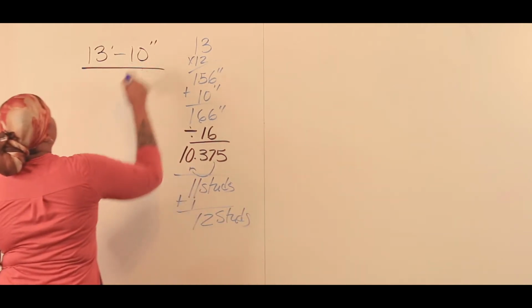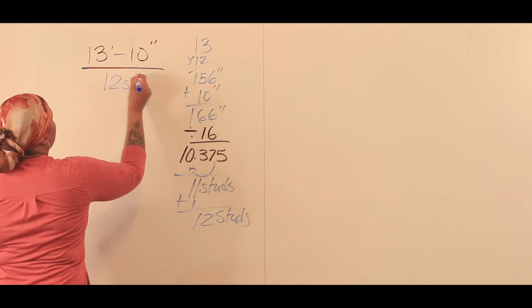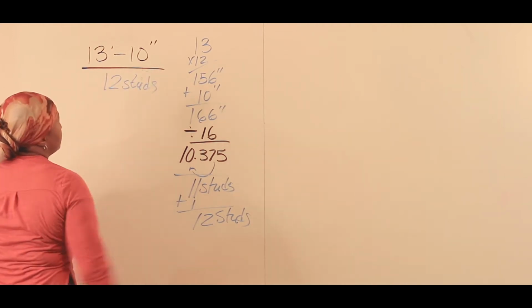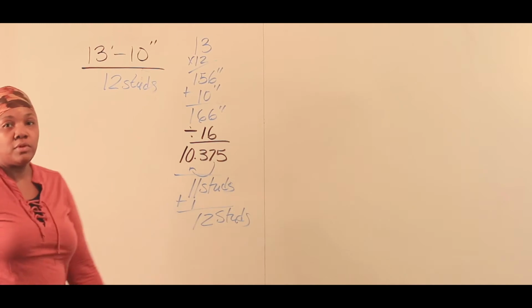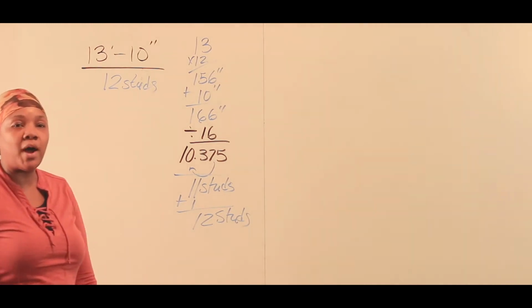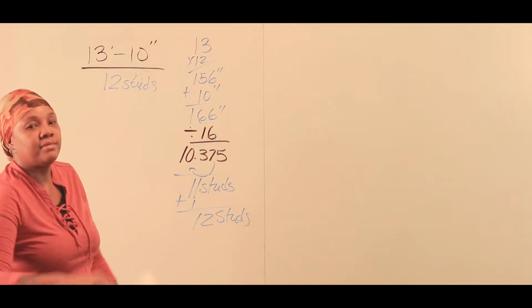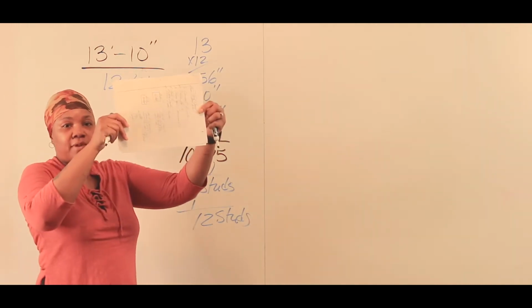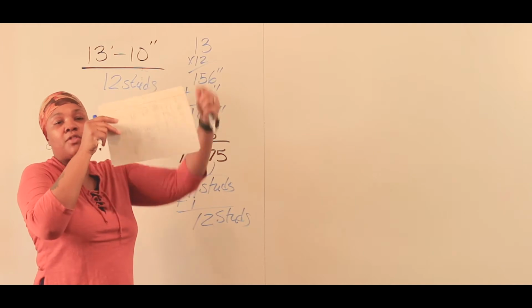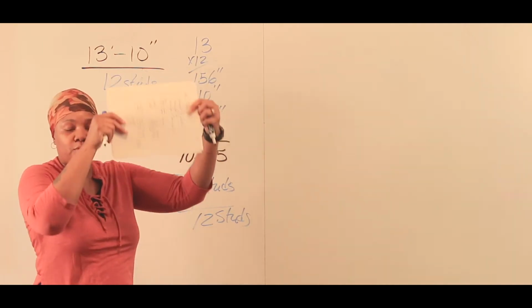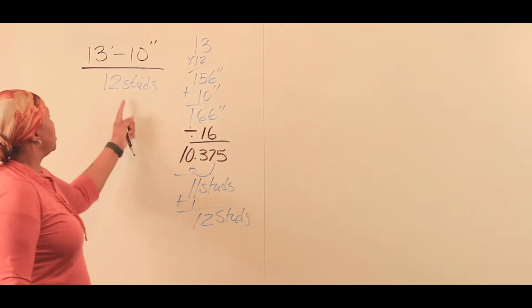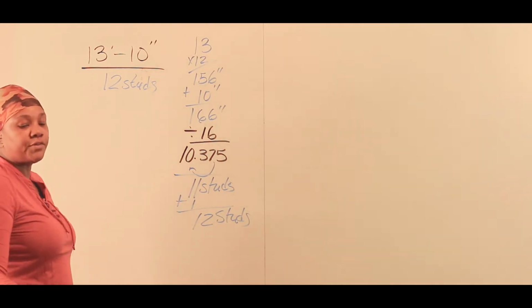So for this freestanding wall, I would need 12 studs. I am not adding 2 per corner. Why? Because if you have a wall that's freestanding, that means there are no other walls, which means there are no corners. We just have a freestanding wall. So we need 12 studs for that wall.